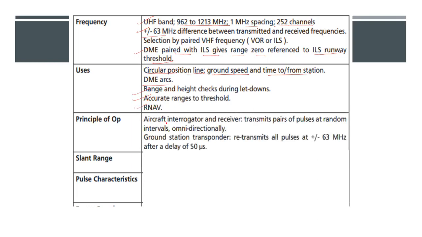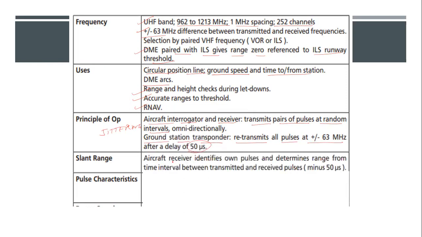Principle of operation. The aircraft is the interrogator in this. It transmits a pair of pulses at random intervals known as jittering, and that is omnidirectional. The ground station is a transponder in this. It retransmits all the pulses at plus minus 63 megahertz with a delay of 50 microseconds. It's just microseconds. The aircraft receiver identifies its own pulses and determines the range from the time interval between the transmitted and received pulses, minus the obvious gap. It also subtracts this gap.